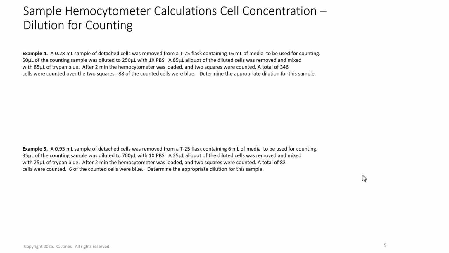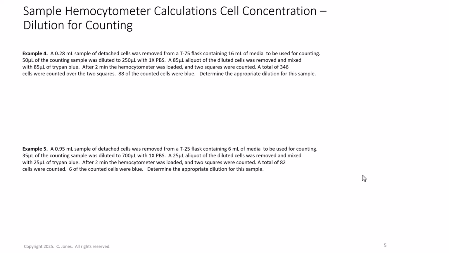A 0.28 ml sample of cells was removed from a T75 flask containing 16 ml of media and used for counting. 50 microliters of the counting sample was diluted to, right, so that's our final volume, to 250 microliters with 1x PBS. An 85 microliter aliquot of the diluted cells was removed and mixed with 85 microliters of trypan blue. And again, I'm just using different numbers to illustrate that as long as we obey the ratios, we're okay.